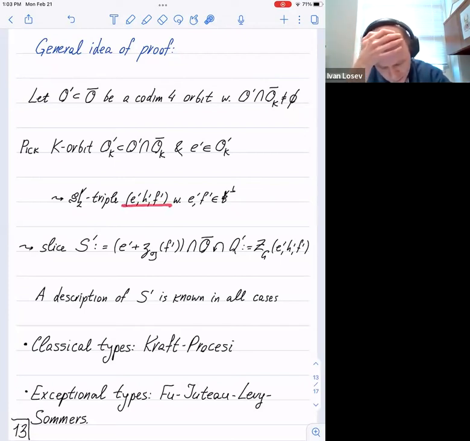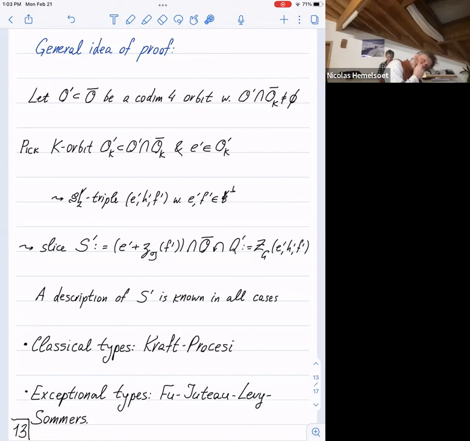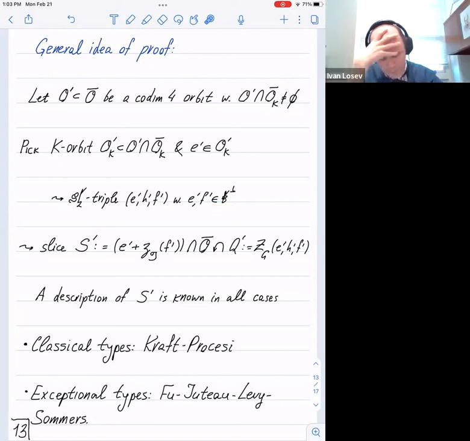Now let's pick an SL2 triple, E prime, H prime, and F prime. And we can do so that both nilpotent elements lie in the orthogonal of K. Then we can take the Losev slice in the G orbit. We get a 4-dimensional variety, and it's going to come with a symmetry which is the centralizer of the SL2 triple. That's a reductive group. It turns out that we can completely describe this thing and also its symmetry in all cases. And that's the ultimate reason why the codimension 4 condition is imposed. So it's one of the reasons.